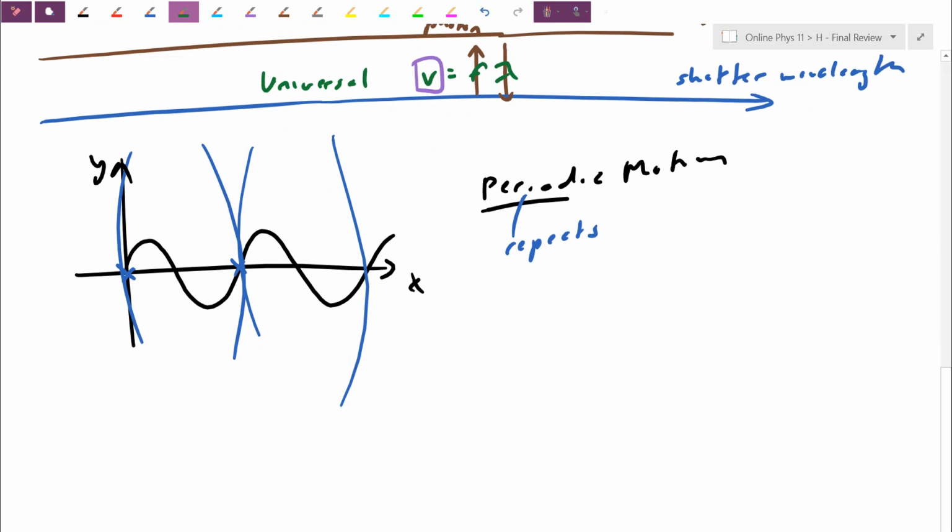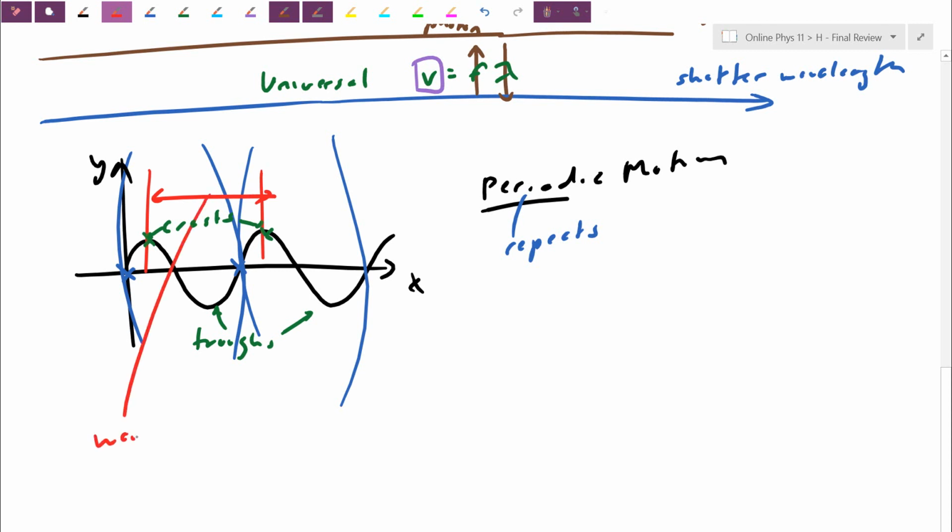Just for simplicity's sake, the tops here we know are called crests. Those are the peaks of the waves. They're the maxima. We have the troughs, which are the minima, the lowest points on the waves here. And just for simplicity, we say wavelength is the distance between one crest and another crest. So this one here, wavelength. Wavelength is a length, so it's measured in meters. It's the distance from crest to crest. It's from the very top to the very top.